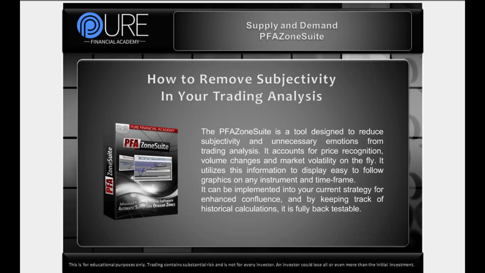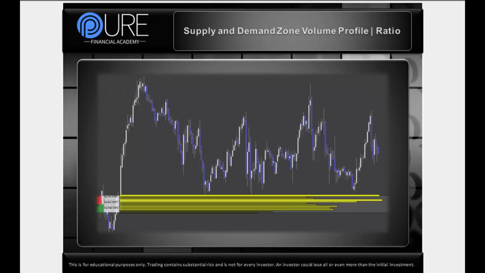I would be concerned if I didn't have emotions, right? But the zone suite accounts for price recognition, volume changes, as well as market volatility. It does all of this automated, on the fly. So it utilizes the information via the algorithms that it's interpreting to display easy-to-follow graphics like the rectangles, the zones, and there's much, much more that we're going to see in just a little bit. Okay, so it can absolutely be implemented into your current strategy, as I mentioned before, confluence measures, if you will. But again, it's really important, I think, to have an idea of where others anticipate price to have a turning point as well. All right, so let's get right into it.